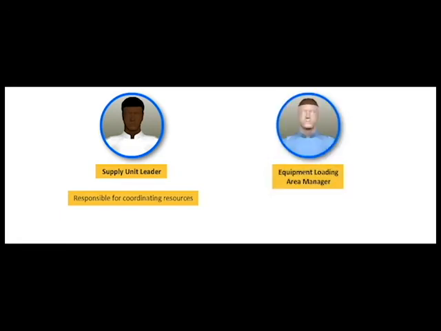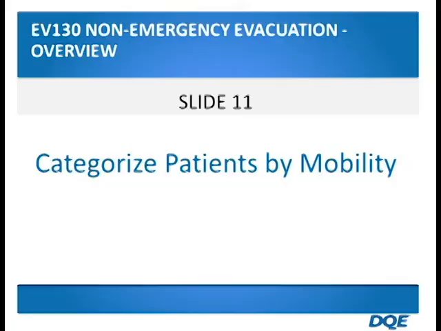The supply unit leader from the logistics section is responsible for coordinating these medical equipment resources. The equipment loading area manager, who is assigned to assist the supply unit leader, should ensure that all equipment leaving the facility is inventoried, labeled with the hospital name and tracking number, and documented on an equipment relocation form.